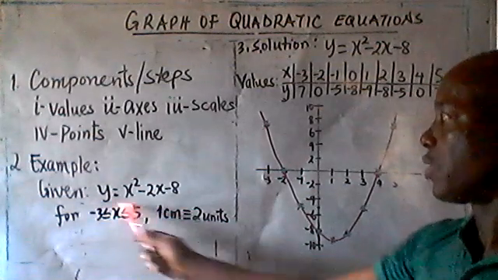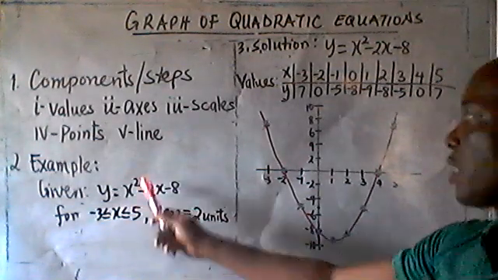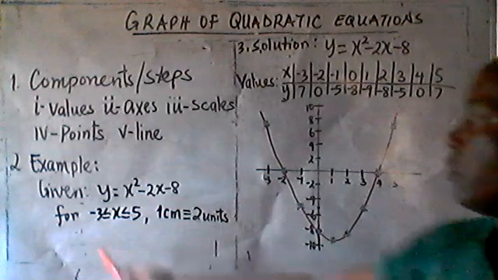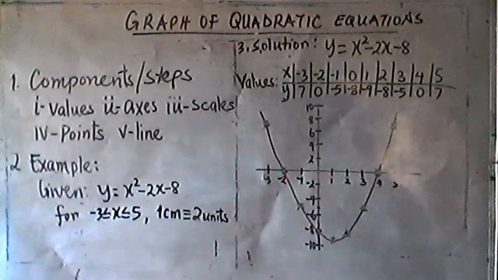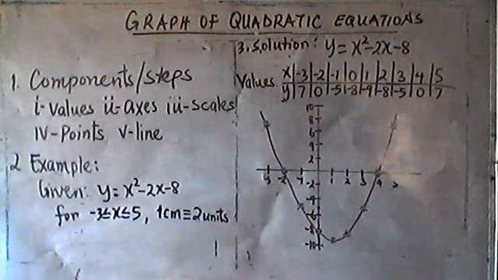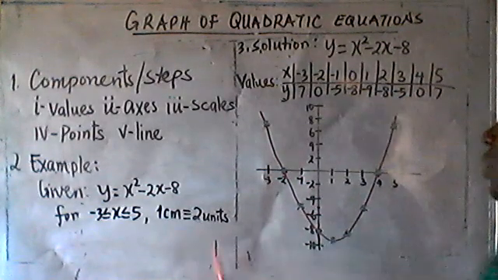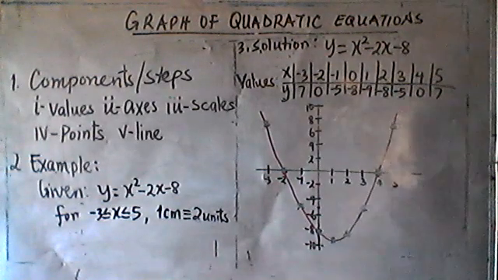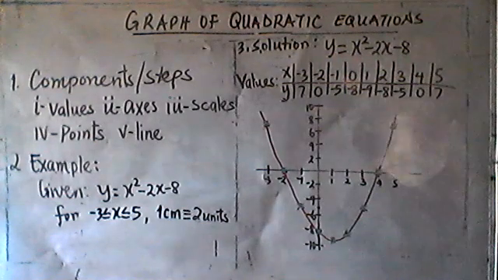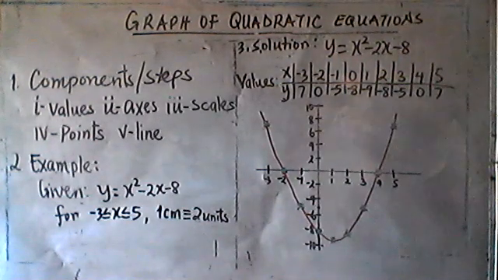Assuming we are given this quadratic equation, y equals x squared minus 2x minus 8, for the range of values of x from minus 3 to 5, and the scale giving us 1 cm representing 2 units. Of course, you start by writing the equation out, y equals x squared minus 2x minus 8.